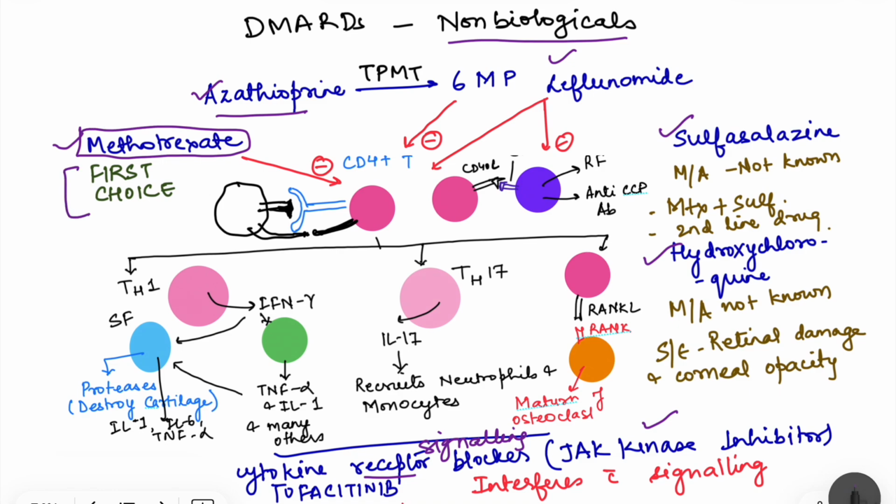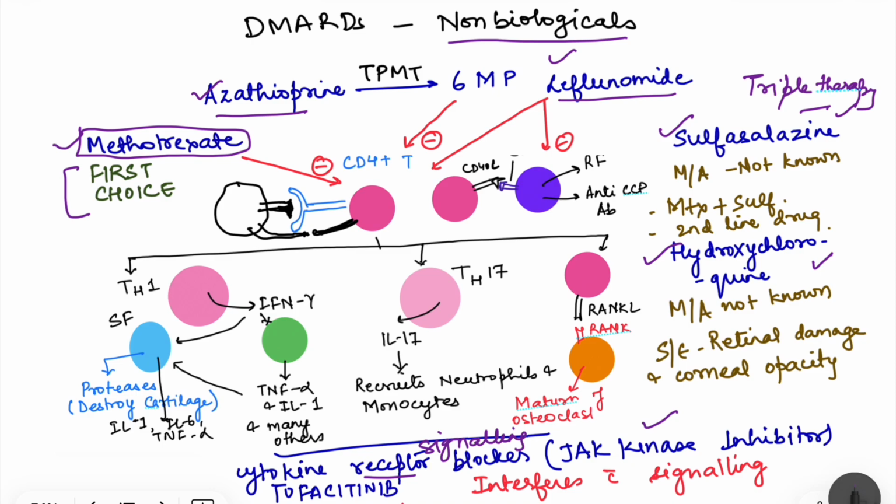Okay, so in DMARDs, methotrexate is the first drug which is added. If methotrexate contraindications are there, then instead of methotrexate, we can give leflunomide. Suppose methotrexate is added, but still the patient is not responding, then later on sulfasalazine and hydroxychloroquine need to be added. So this is known as triple therapy. Okay, so first choice is methotrexate.